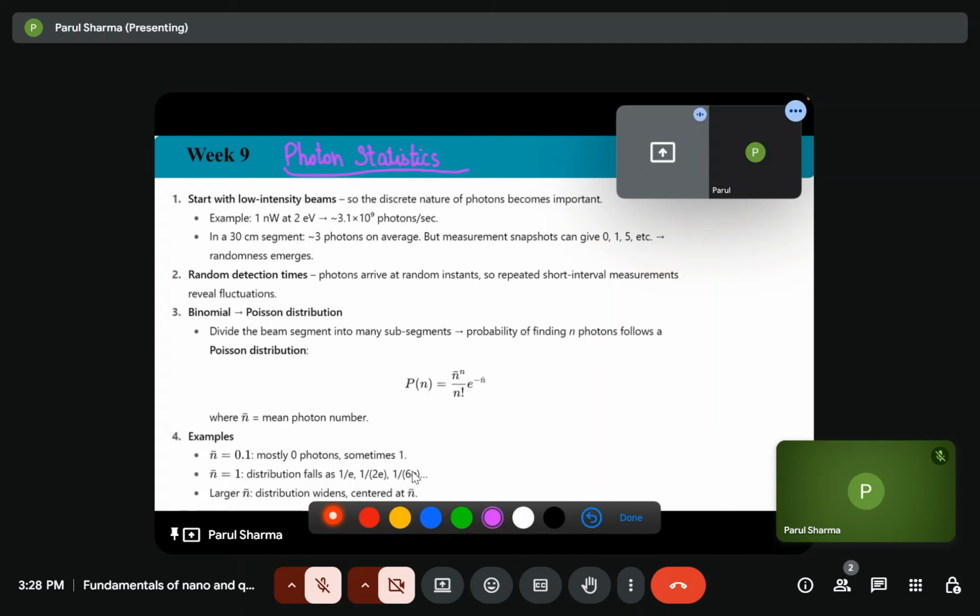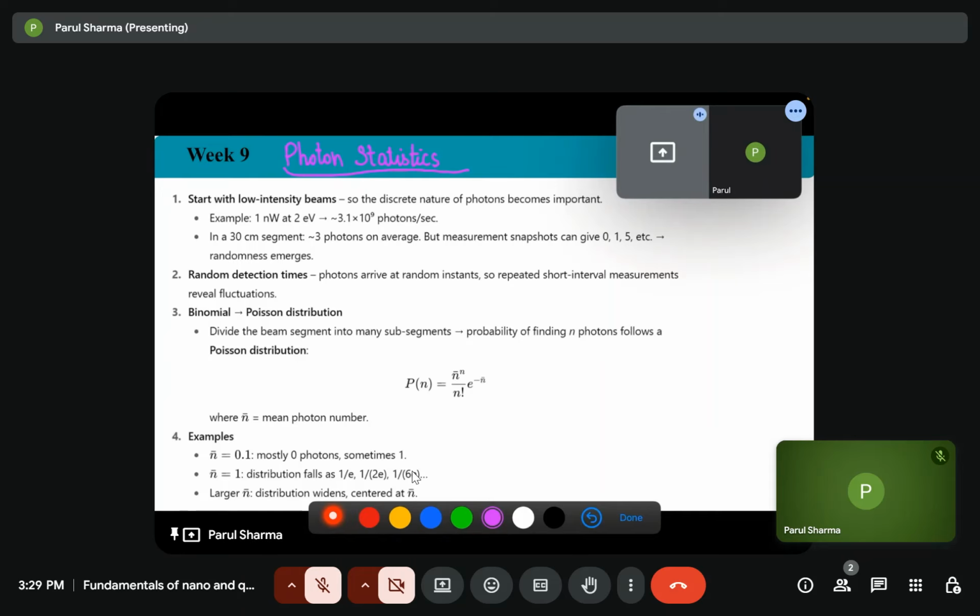If we have 1 nanowatt at 2 electron volt, it will give us 3.1 into 10 raised to the power 9 photons per second, and in a 30 centimeter segment, 3 photons on average. But measurement snapshots can give 1, 0, 5, etc. because of the randomness. So the randomness will come, and the detection times will be random. So photons will arrive randomly and at random times.